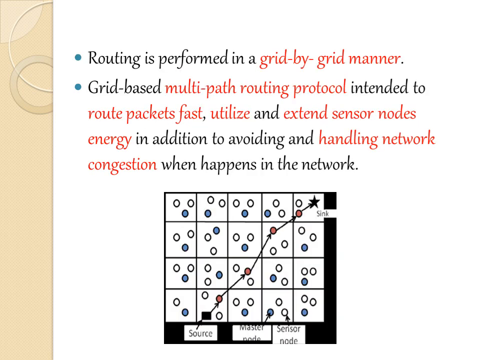Routing is performed in a grid by grid manner. Grid-based multipath routing protocol is intended to route packets fast, utilize and extend sensor nodes' energy, in addition to avoiding and handling network congestion when it happens in the network. The diagram of grid topology is shown in the figure.